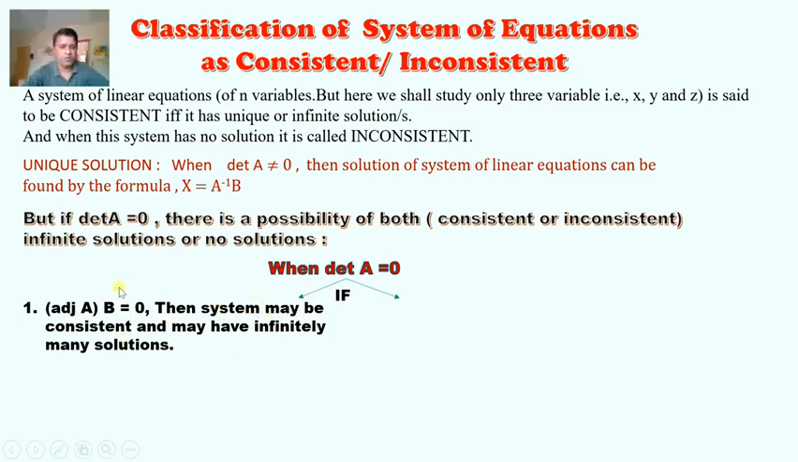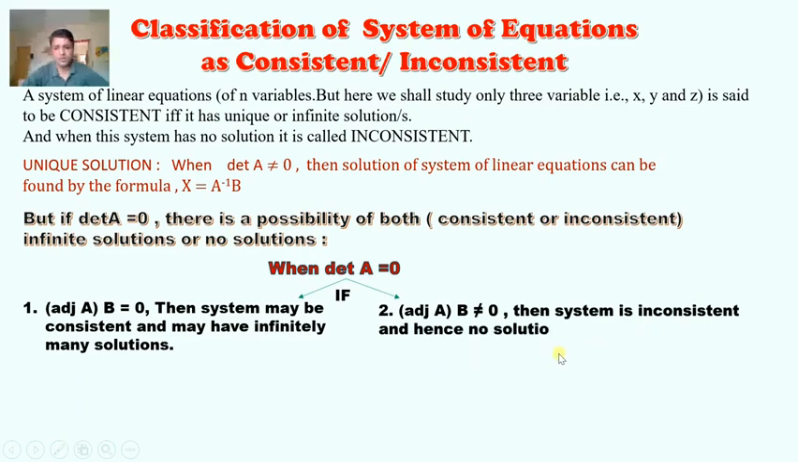I repeat once more: if this determinant is equal to 0, there will be two chances. The first one is adjoint of A into B is equal to 0. If that happens, then the system may be consistent and may have infinitely many solutions. Consistent means there will be solutions. Or the second option: if adjoint of A into B is not equal to 0, then the system is inconsistent and hence has no solutions.